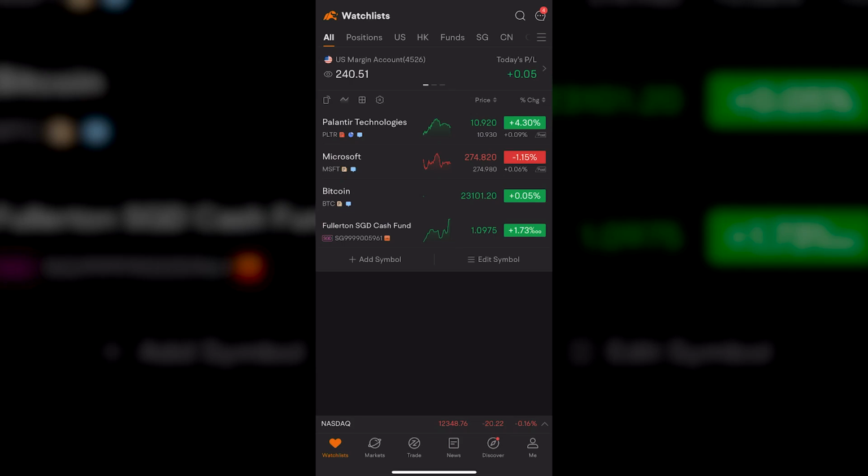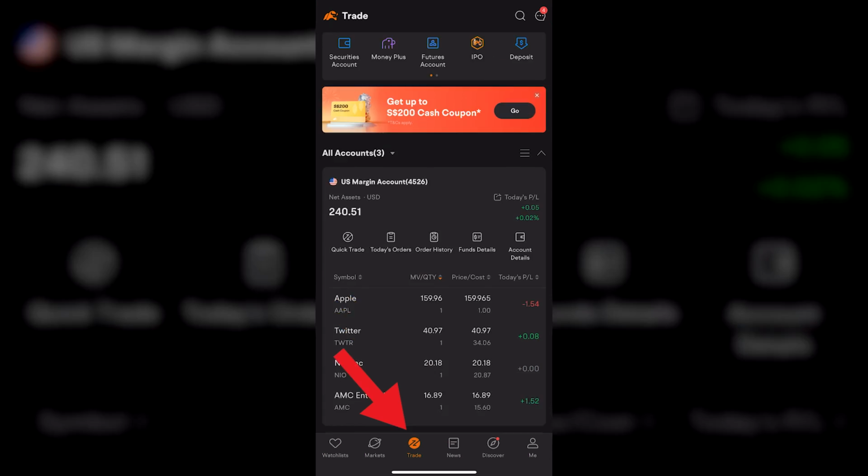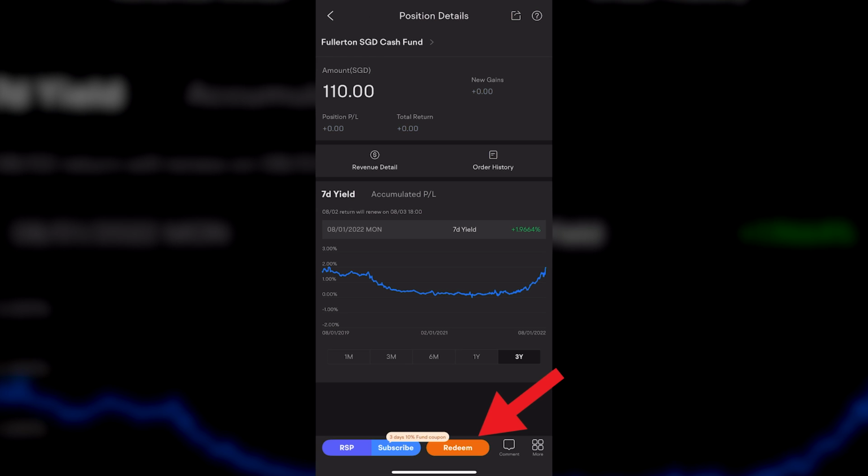So that's how to subscribe to a fund. Finally, if you want to redeem, just go to Trade, look for your fund, tap Redeem, and you are done. So simple. Anyway, that was a quick intro of Moomoo Cash Plus. Hopefully, you find it useful.